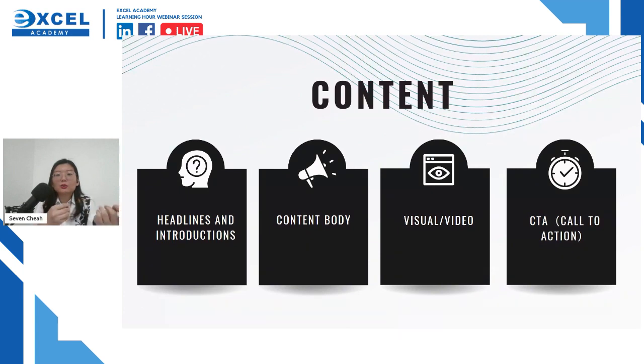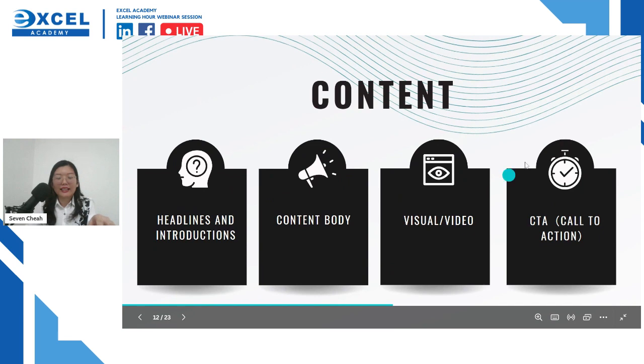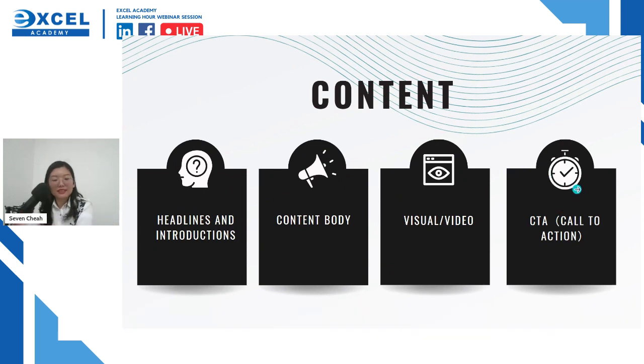To understand how to train your AI, because I have my AI bots for different purposes, I would say the easier way is to first understand the content elements. So these are the content elements. Most probably you will see them in almost all content. All content has a headline and introductions. It's either headline or introductions, depending on what type of content you're creating.